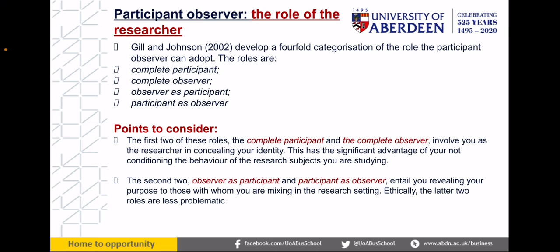Now, the second two are the observer as participant and the participant as observer. Here you are revealing your purpose to those whom you are trying to investigate. You're letting them know who you are and what you're doing in that research setting. So the latter two, the observer as participant and the participant as observer, are less problematic. The earlier two, the complete participant and the complete observer, are believed to be problematic because of the ethical considerations.